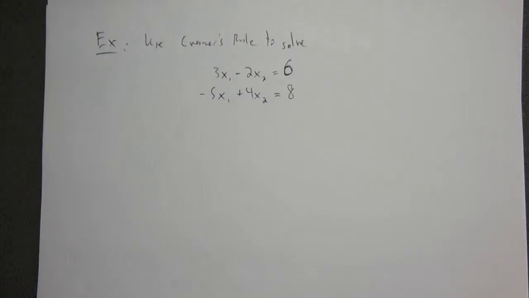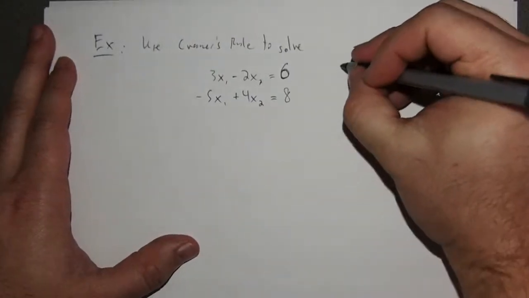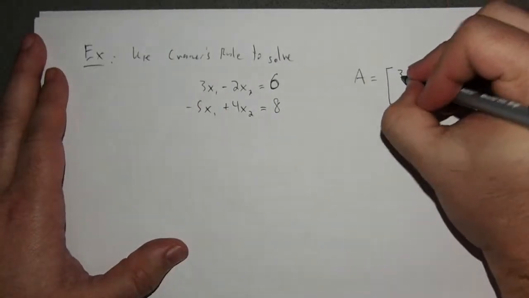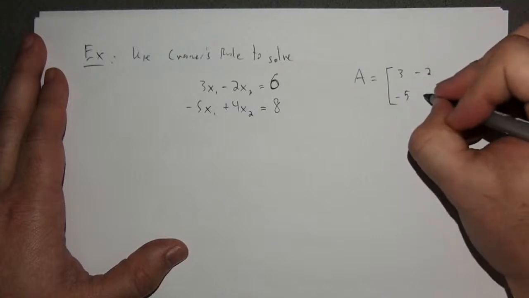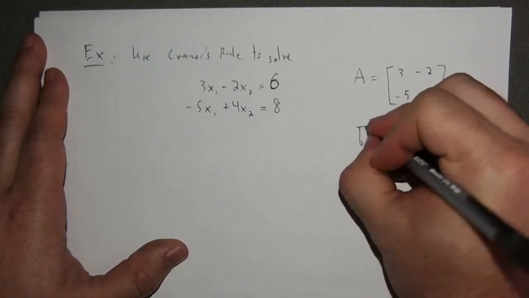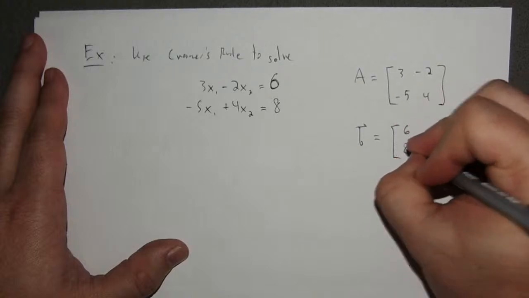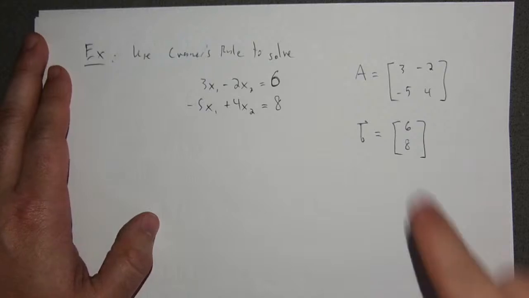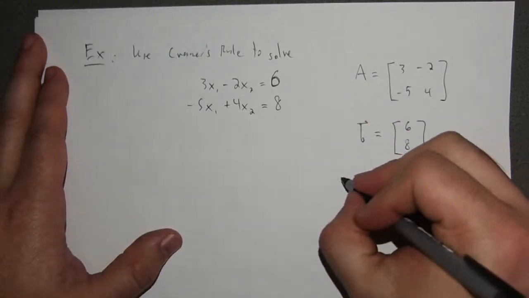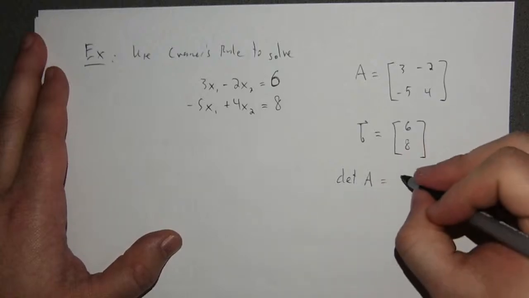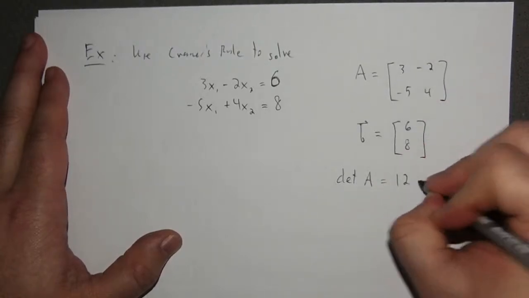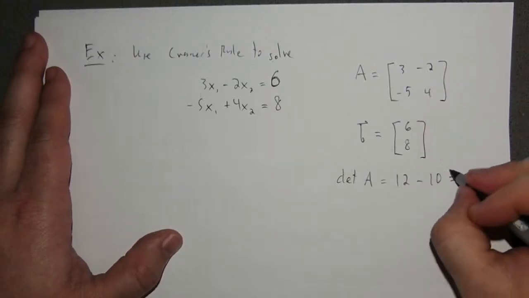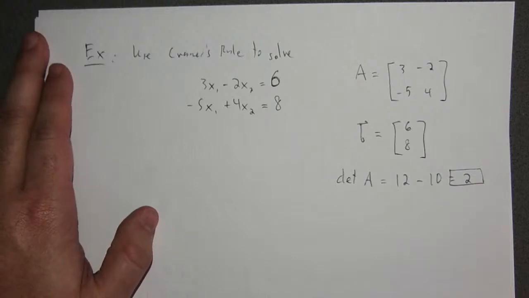Okay, so then looking at this system, what is our A? So our A is the matrix 3, minus 2, minus 5, 4, and our B is the vector 6, 8. Right. Okay. What's the determinant of A? So the determinant of A is 3 times 4, so that's 12, minus 10, so that's 2. So determinant of A is 2.